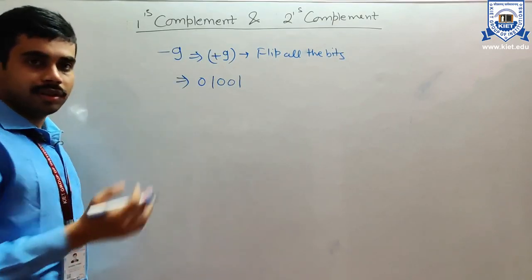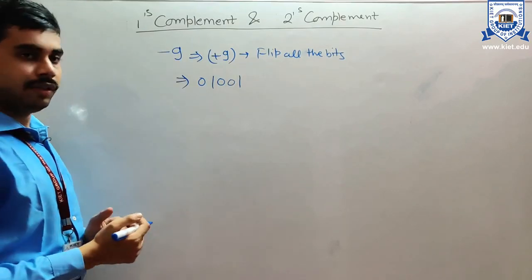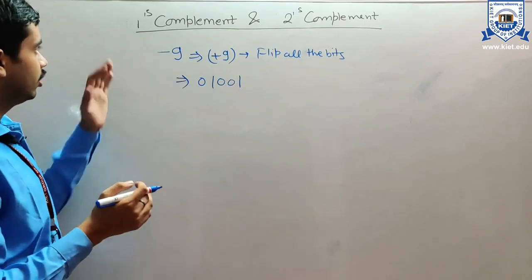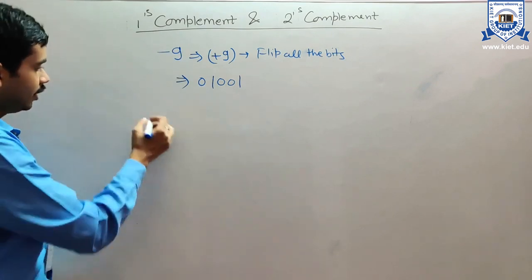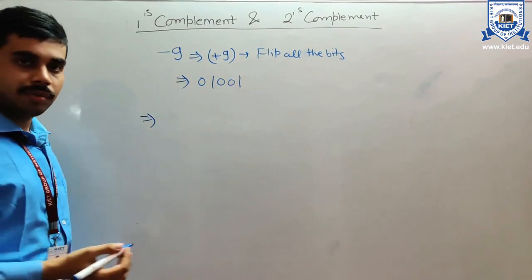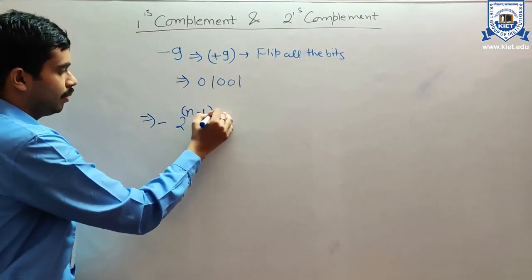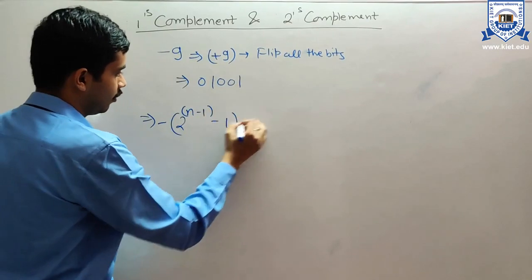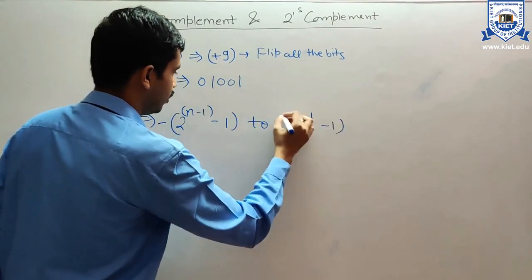Now we have to flip all the bits. Why? Because if we talk about the range of 1's complement and 2's complement numbers, the range of 1's complement numbers is the same as sign and magnitude numbers: minus 2 to the power n minus 1 to 2 to the power n minus 1 minus 1.